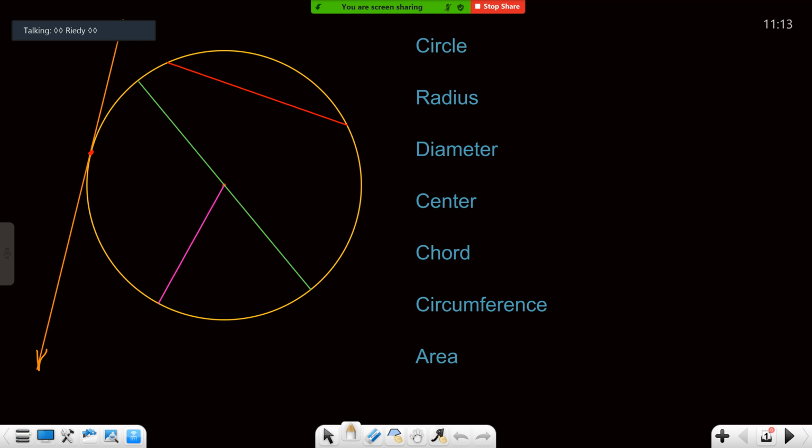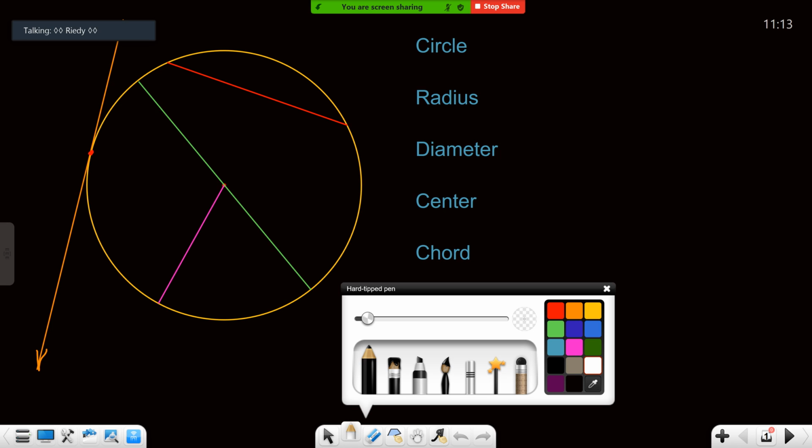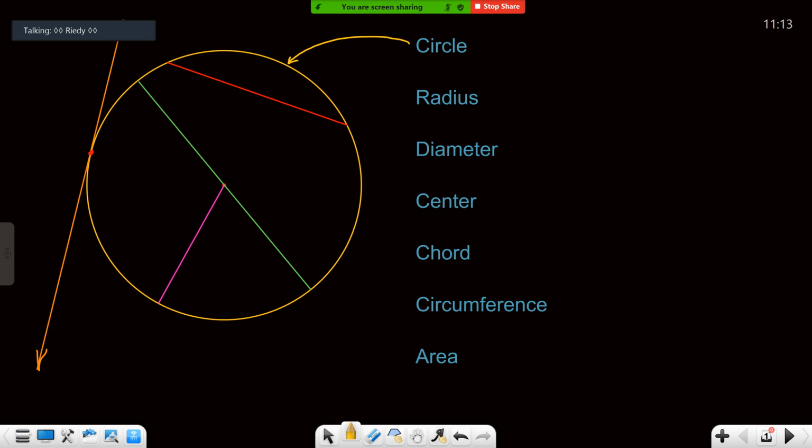Okay, simple question. What color is the circle? Yellow. Yellow, correct. So, this is the circle. If you didn't realize that, then please leave the class.